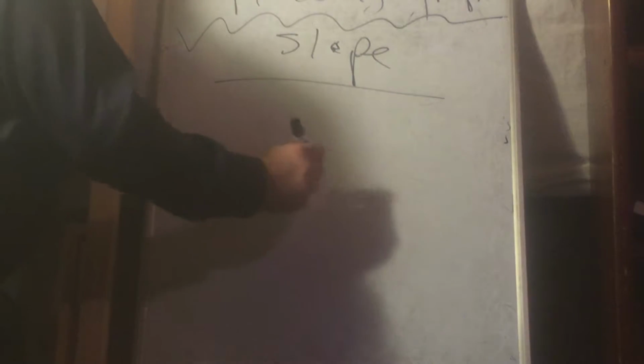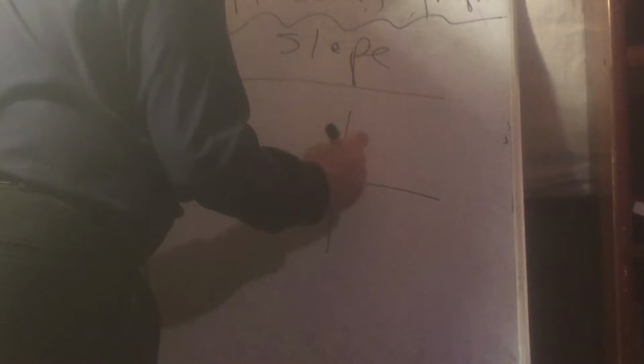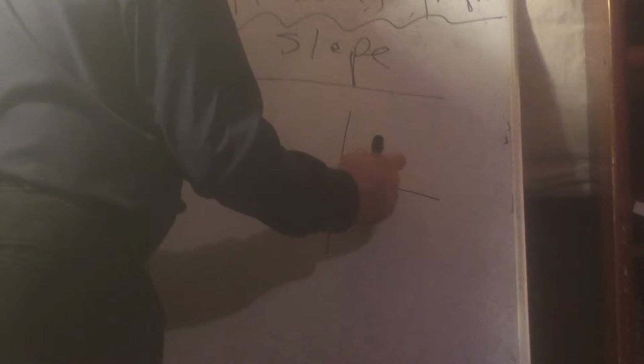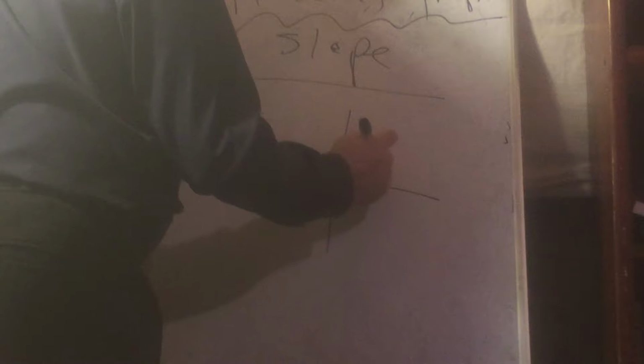Okay, slope. Now if we have a point here, let's say a point over here, like we were saying earlier, 1 and 1, and then we have another point here, 2 and 2 over here. So this is point 1, 1. Okay, and this is point 2, 2.